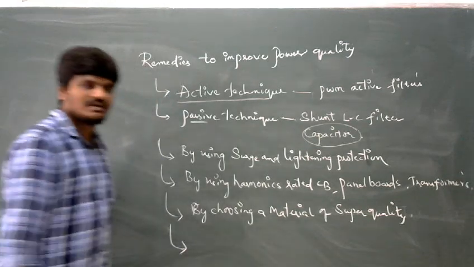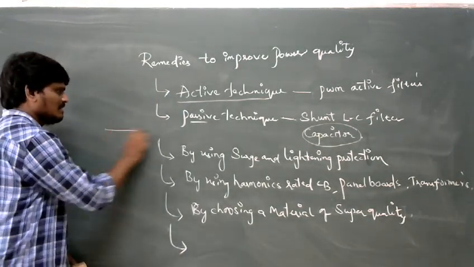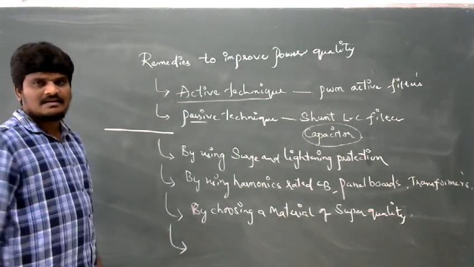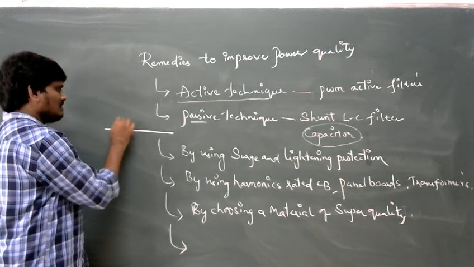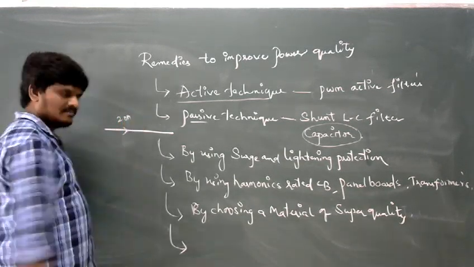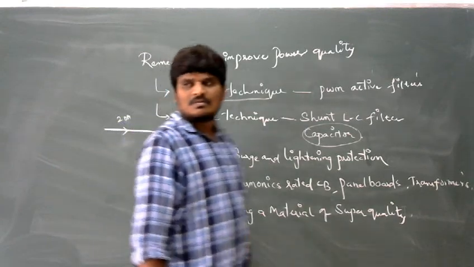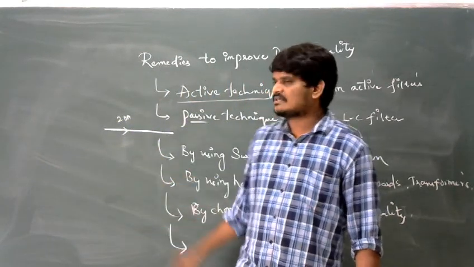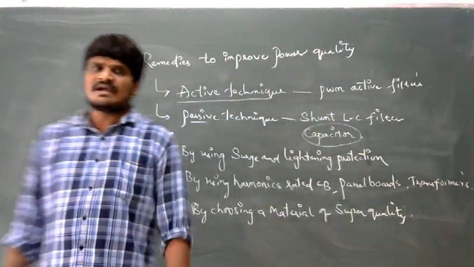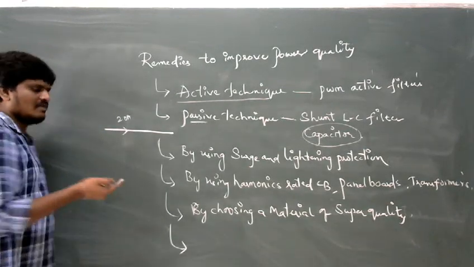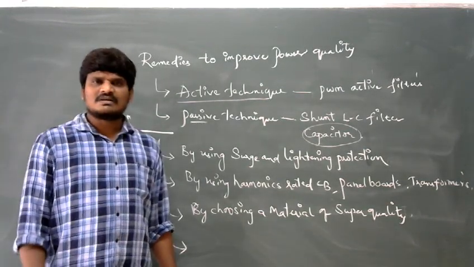Suppose I am giving an example to explain this point. Suppose there is a conductor where the current carrying capacity of this conductor is 20 amps. Just I am giving an example here. That is, what is the rating of this conductor? It is given as 20 amps. And the size of the conductor is of this finger size.